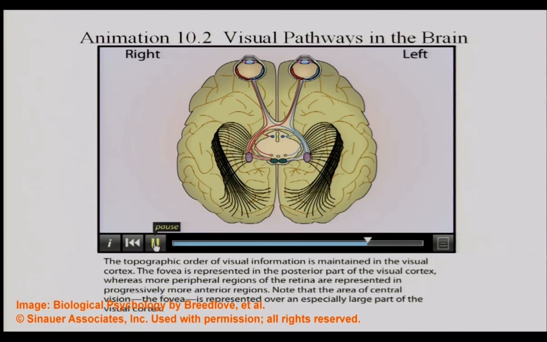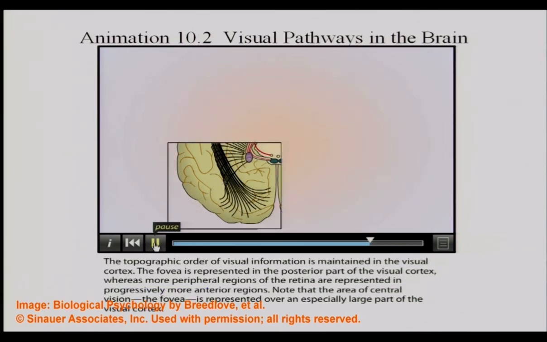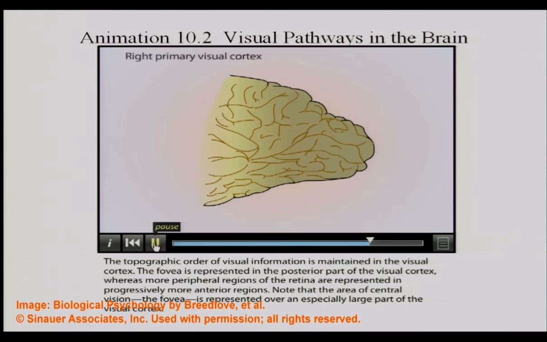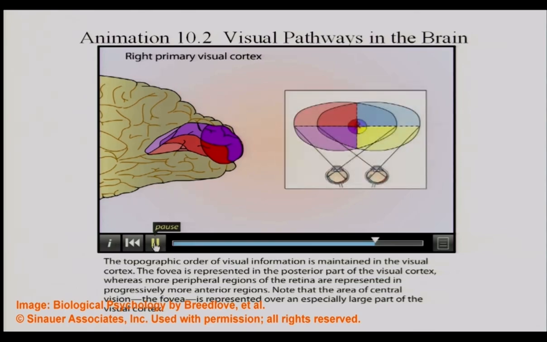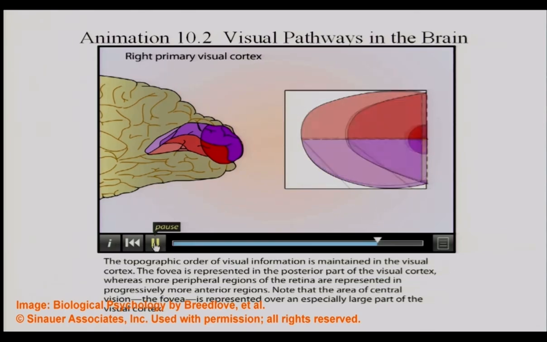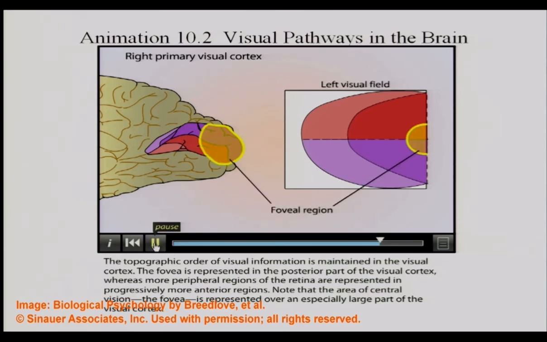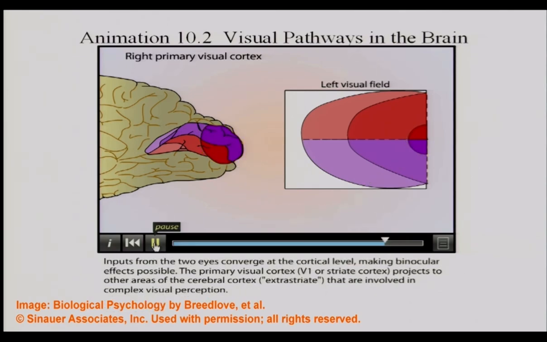The topographic order of visual information is maintained in the visual cortex. The fovea is represented in the posterior part of the visual cortex, whereas more peripheral regions of the retina are represented in progressively more anterior regions. Note that the area of central vision, the fovea, is represented over an especially large part of the visual cortex. Inputs from the two eyes converge at the cortical level, making binocular effects possible.